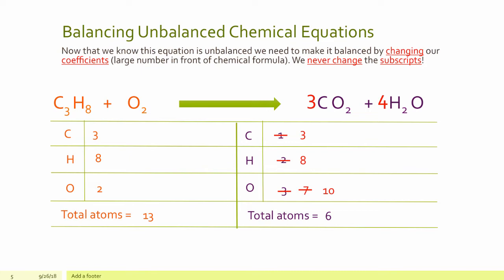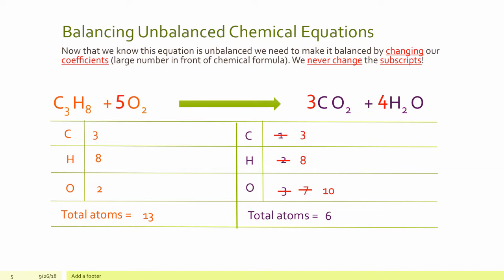So I'm going to now look at my reactant side and see if I can put a coefficient in front of the O to make it match the total number on my product side. So on my reactant side, the orange side, I have a subscript of 2 and I have 2 oxygen atoms. An easy way to make that 10 is to put the number 5 as its coefficient. So I'm going to do that.